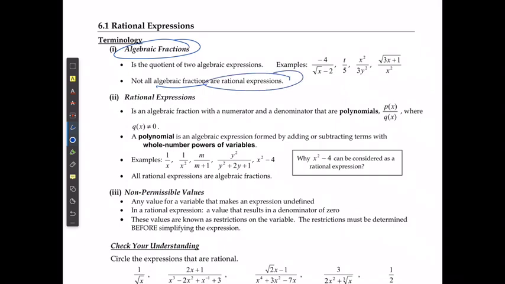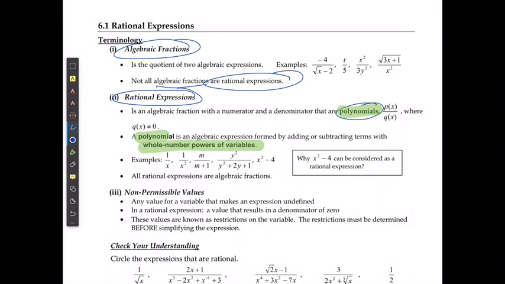The difference is once we get to rational expressions, an algebraic fraction with a numerator and denominator that are polynomials. And this is going to be really important. They have to be polynomials, where we know that a polynomial is an algebraic expression formed by adding or subtracting terms that only have whole number powers of variables. So we have a couple examples of this. 1 over x squared, m over m plus 1, y squared over y squared plus 2y plus 1, or x squared minus 4.